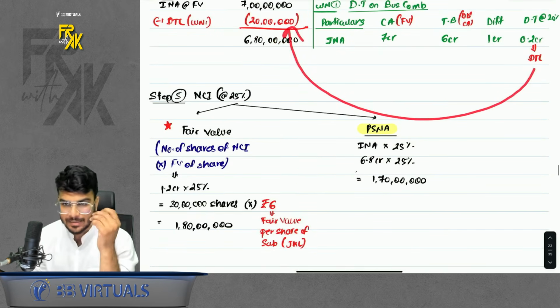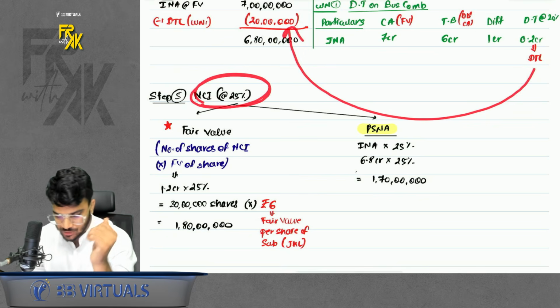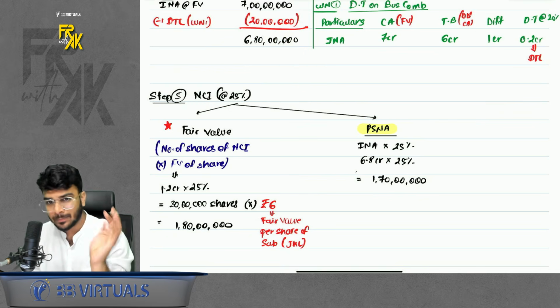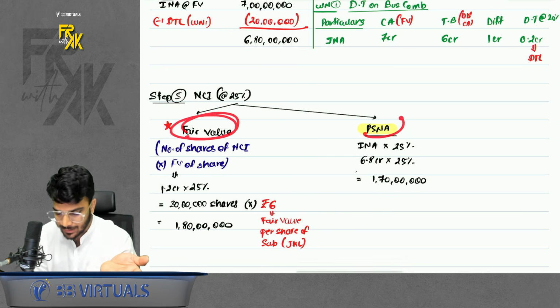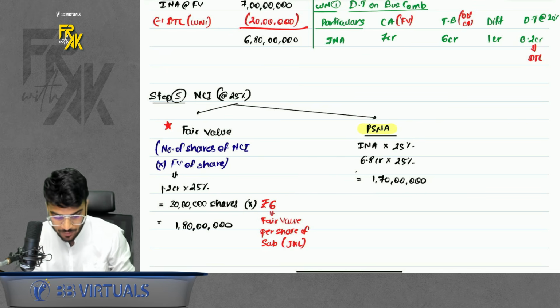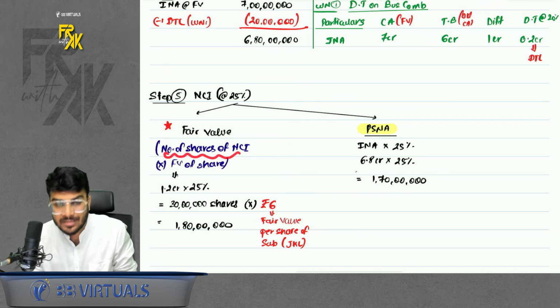Then NCI. In the question it was mentioned that you will calculate NCI as per both methods, so you will have to follow both: first fair value and next PSNA. If you read the whole question, the fair value of NCI was not given. How will I calculate the fair value of NCI in that case? First, we'll have to see the number of shares held by NCI.